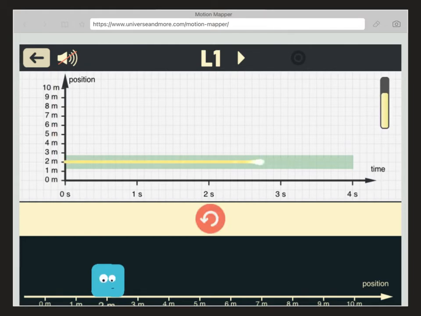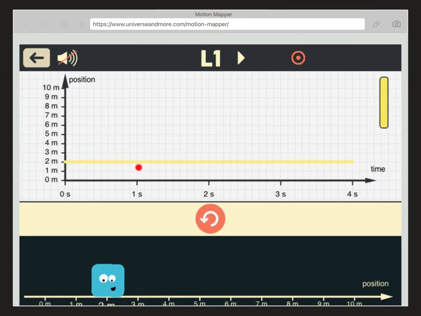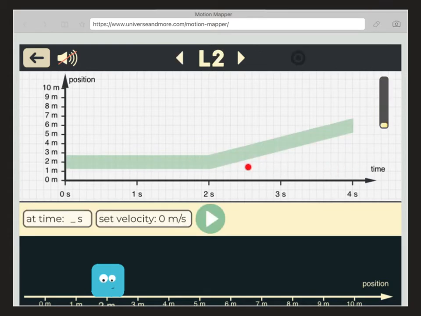And this one, you can see it wasn't moving at all, so I didn't need to worry about it. Now we're on level 2, and it's going to sit still for a while at 2 meters, but then at 2 seconds, it's going to take off. And notice we now have a place to set a velocity. So we need to figure out what the velocity is on this slope right here. You're going to set the time for when you want it to start at that velocity, because obviously if it's a straight line, it's not moving at all for the first 2 seconds. So I have it at 2 down here. It's going to be fine for the first 2 seconds. I need to figure out what to do here.